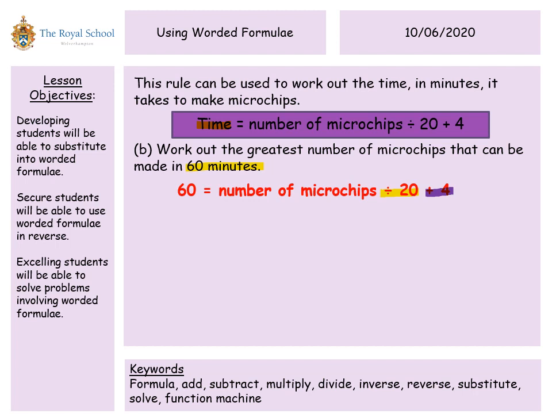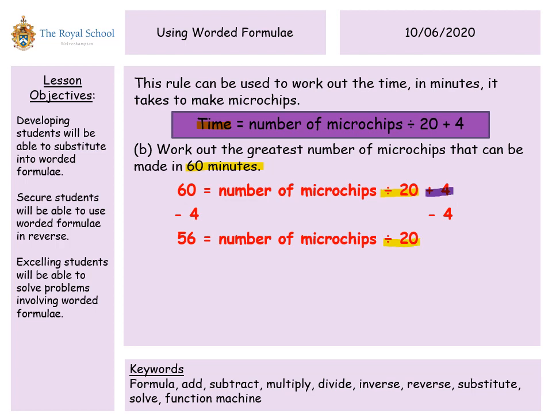If we're working in reverse, we need to get rid of that last part, get rid of the addition first. So the opposite of adding 4 is taking away 4, and we're going to do that to both sides of our equation. So take away 4 from both sides, and we're left with 56 is the number of microchips divided by 20. Now the answer we're after, the number of microchips, is currently being divided by 20. So this is the bit that we now need to reverse.